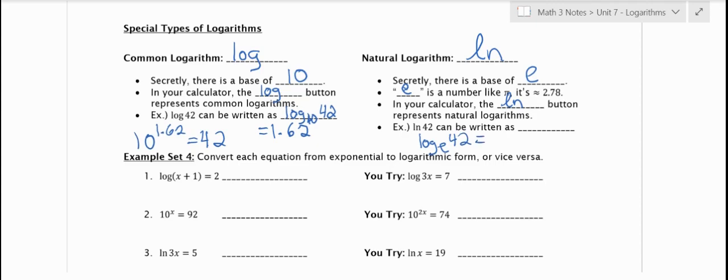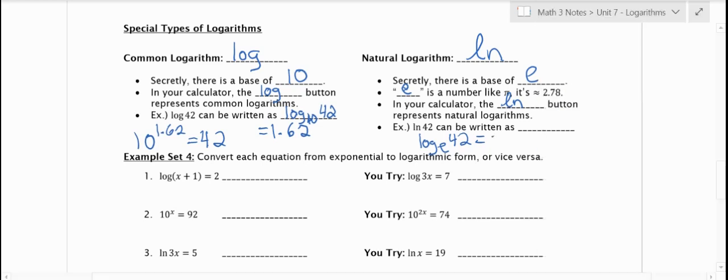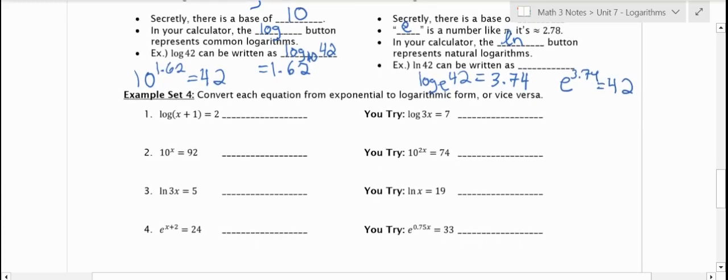So in my calculator, I would have natural log, which is next to the 4 key. If I typed in 42, let's say I get 3.74. What that basically means is e to the 3.74 power would give me about 42, right? So it's telling me what that exponent would be if I did the inverse. Really, when nothing's written for a log, we assume it's a 10, and when they write ln, that's going to be a base of e.